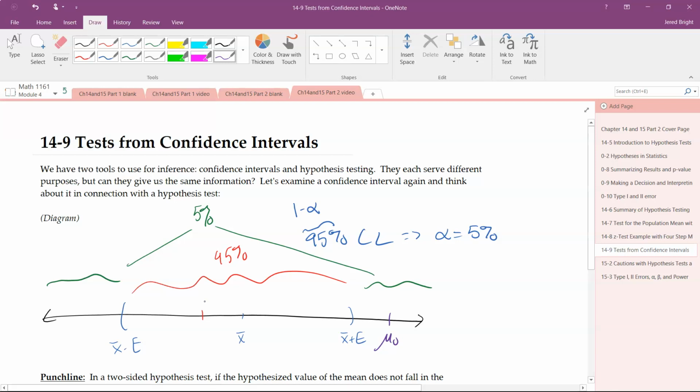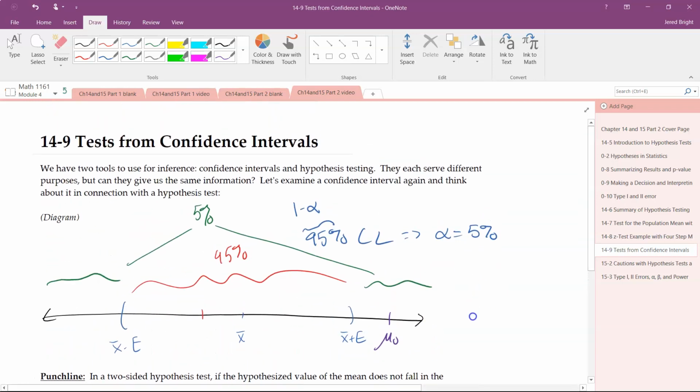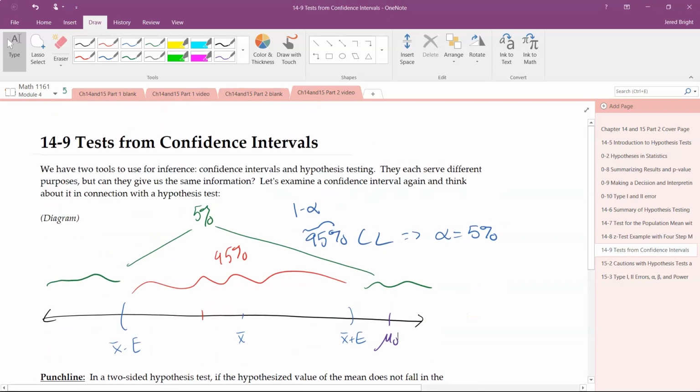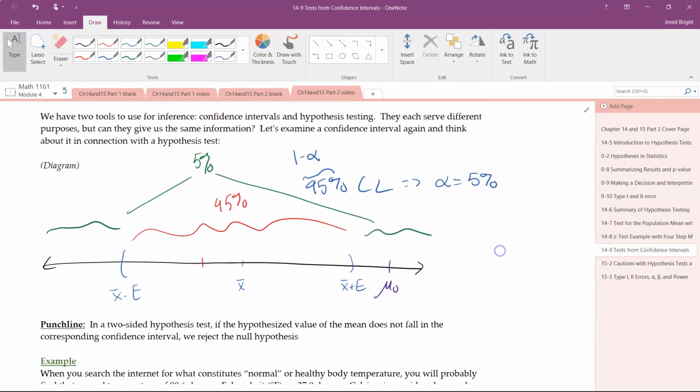And so what this translates to then is that idea of rejecting versus failing to reject. So this latter case would be if the hypothesized value of the population mean does not fall in the confidence interval, then we reject the null. If the hypothesized value is in the confidence interval, then we fail to reject. Okay, and so there's the punchline.